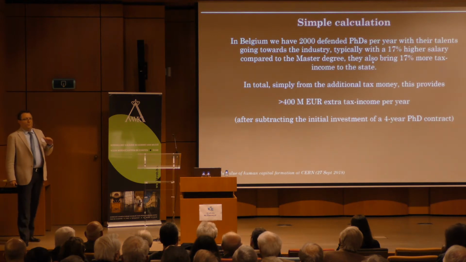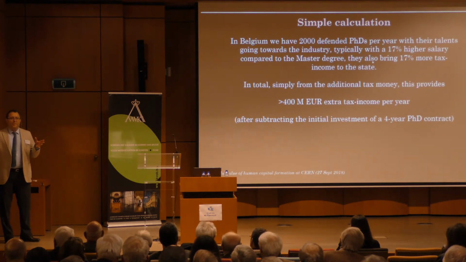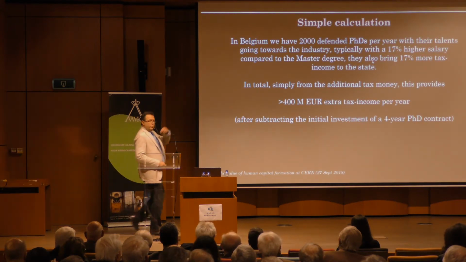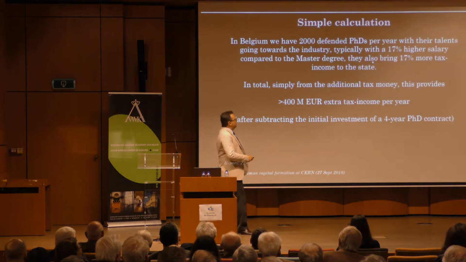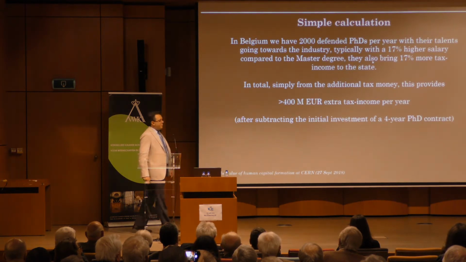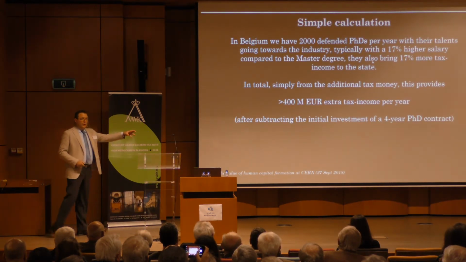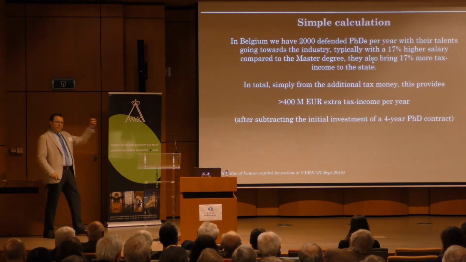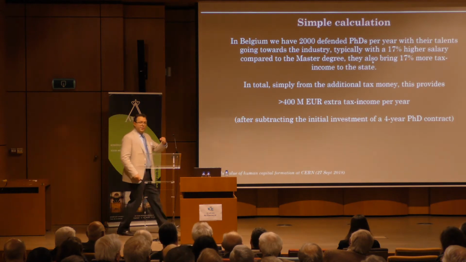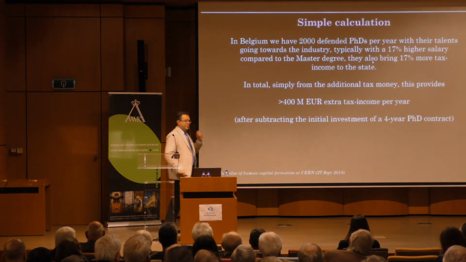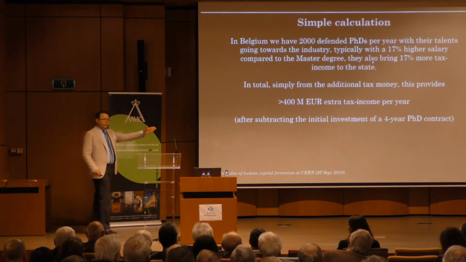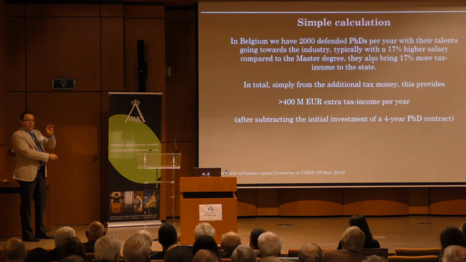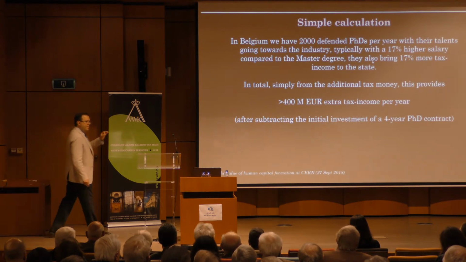We all know in Belgium we pay quite a lot of taxes on our salary, for good reasons. That means also the tax that goes from the industry back to the government is increased by 17%. If you calculate that over the full career of these people, if you subtract the initial investment, because typically it's the government that is investing the first initial 4 years of a PhD contract, you sum up everything, you end up just from extra tax income, 400 million euros extra tax income per year.